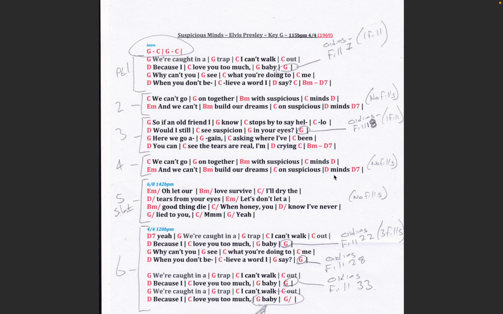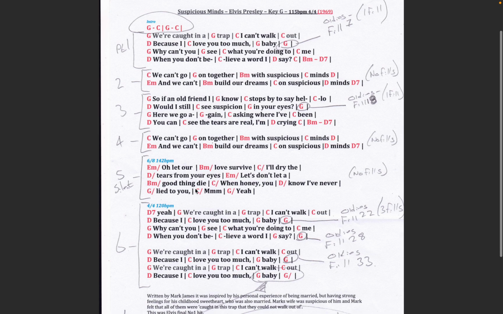Again, the transition will be on that last bar, D to D7. I just put my foot on when I start playing that last bar on D, take it off sort of halfway through D7, and it will go into part 5. So this is where the song's slightly different. Part 5 is a 6/8 section in a different tempo.